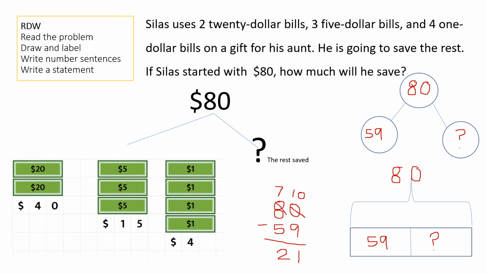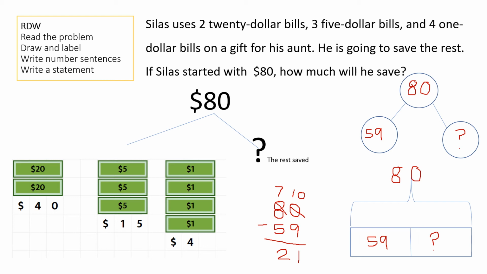So we found out our missing part is 21. If I were to write a statement that answers this question, I would say that Silas saved $21. That would be my answer statement.